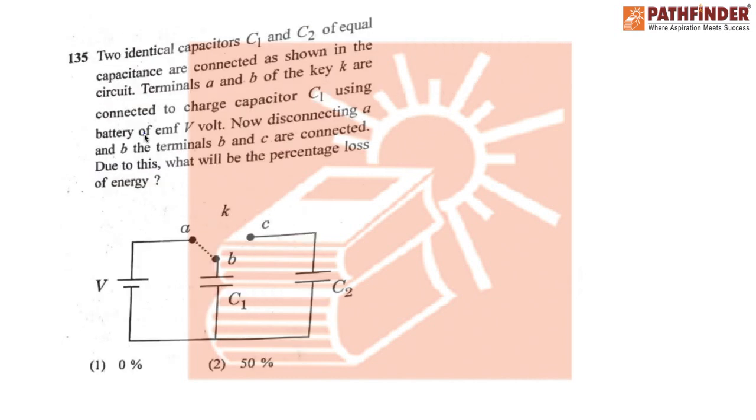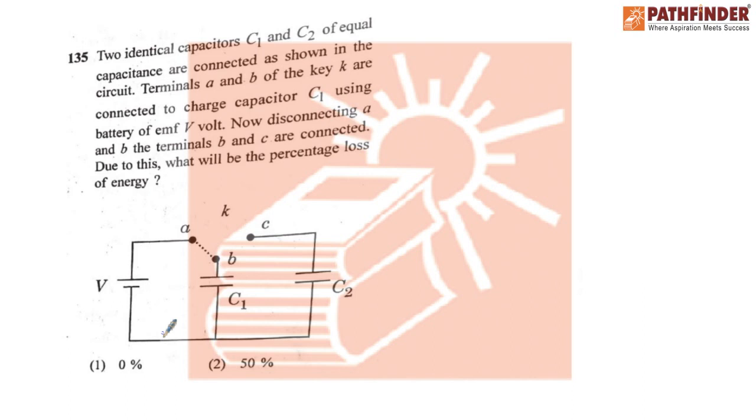Okay, two identical capacitors C1 and C2 of equal capacitance are connected as shown in the circuit. Terminals A and B of the key K are connected to charge capacitor C1 using battery of EMF V volt. So capacitor C1 is getting charged initially. Now disconnecting A and B, the terminals B and C are connected. Due to this, what will be the percentage loss of energy?